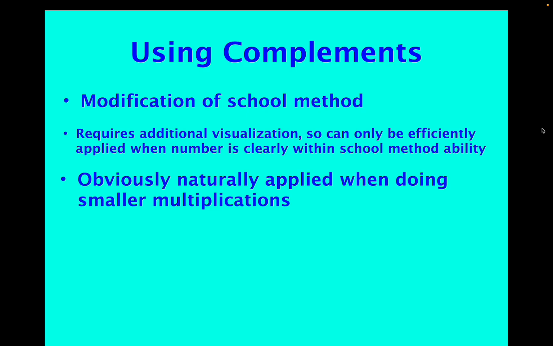And again, as I mentioned earlier, it's often going to be naturally applied when you're doing smaller calculations. A better example than what I gave before is if you need to multiply 167 times 59, you would probably do 167 times 60 minus 167 times 1, rather than doing 167 times 5 and 9.